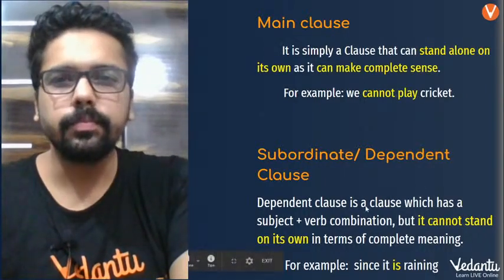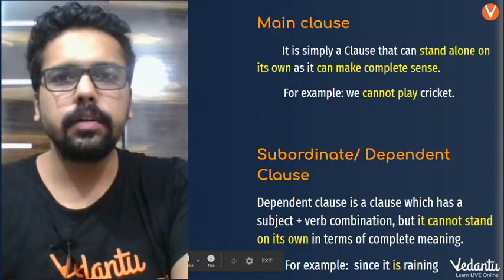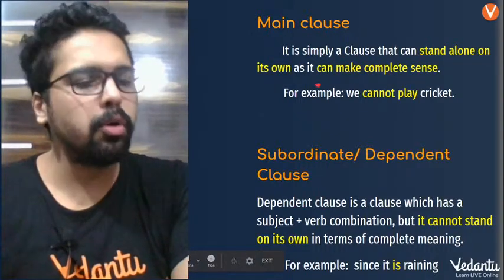So a main clause simply means a clause that can stand alone on its own.